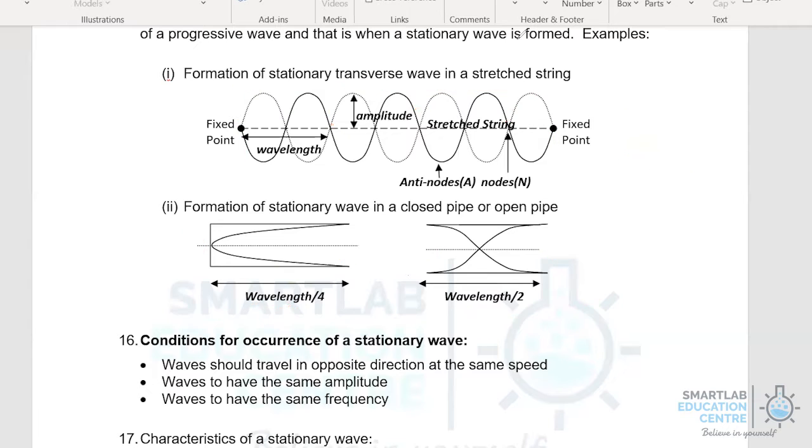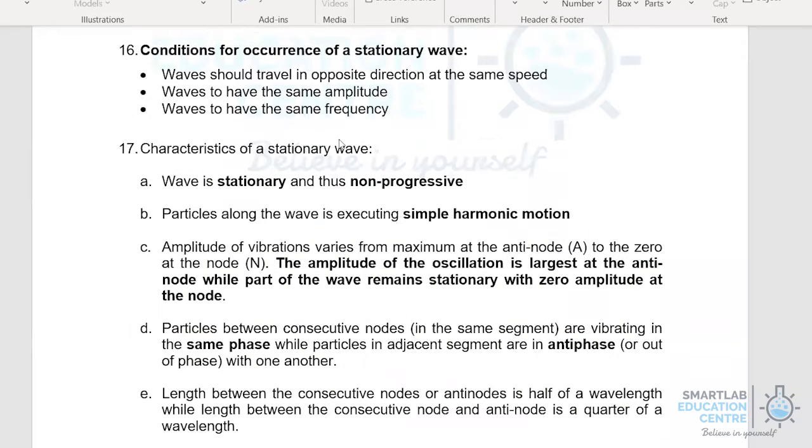So let us now take a look at the conditions for the occurrence of a stationary wave. First, you need to create two waves. You need to create waves that travel in opposite directions but at the same speed. The waves need to have the same amplitude, the same magnitude, and finally the waves need to have the same frequency. So these are the conditions for a stationary wave to be produced.